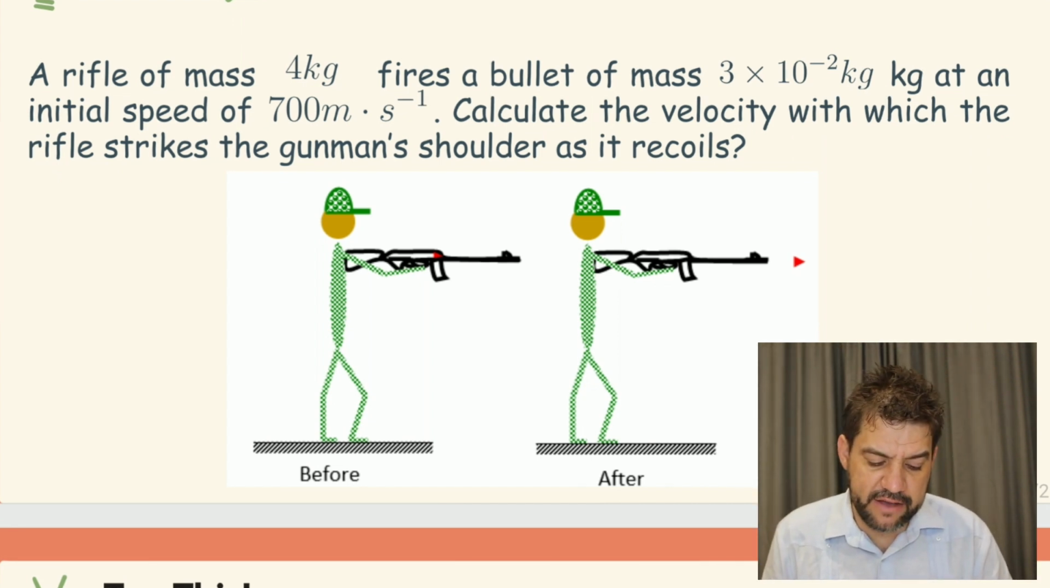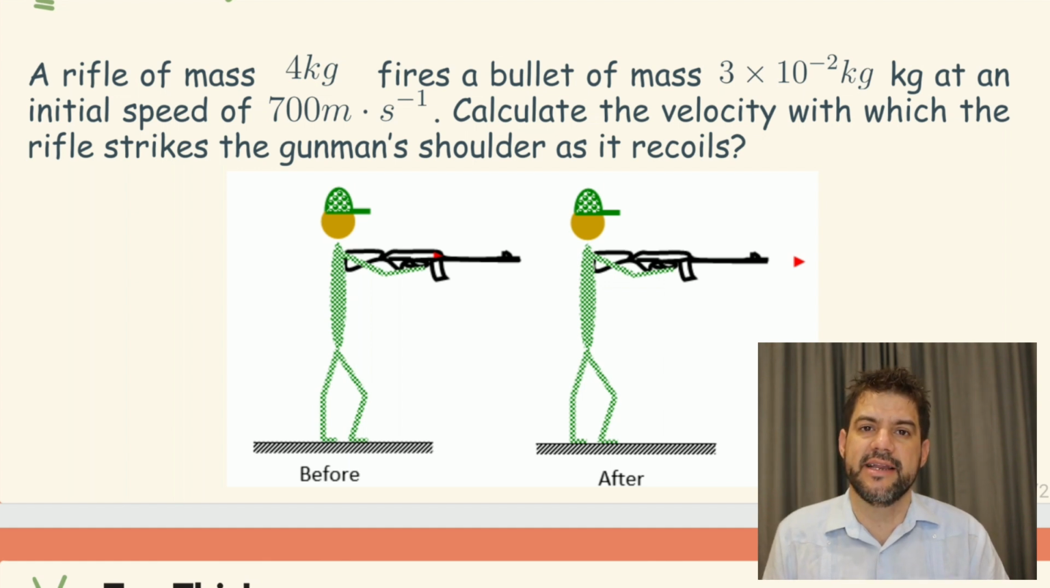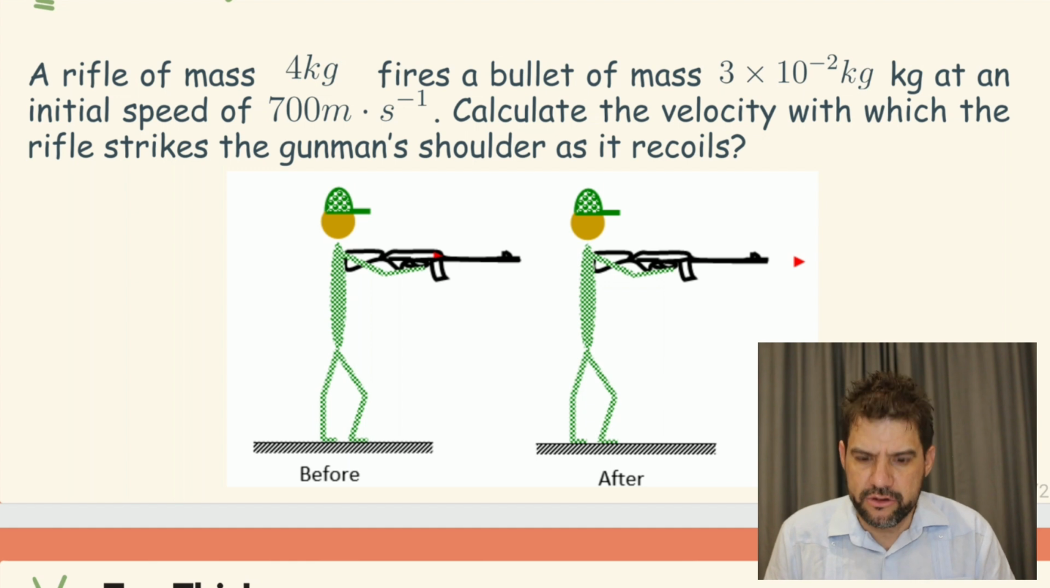Let's practice a question and you'll see that it's actually quite simple, this work. This question says a rifle of mass 4 kilograms fires a bullet of mass 3 times 10 to the minus 2 kilograms at an initial speed of 700 meters per second. Calculate the velocity with which the rifle strikes the gunman's shoulder as it recoils. And now you have a picture of a man with a rifle trying to shoot a bullet.